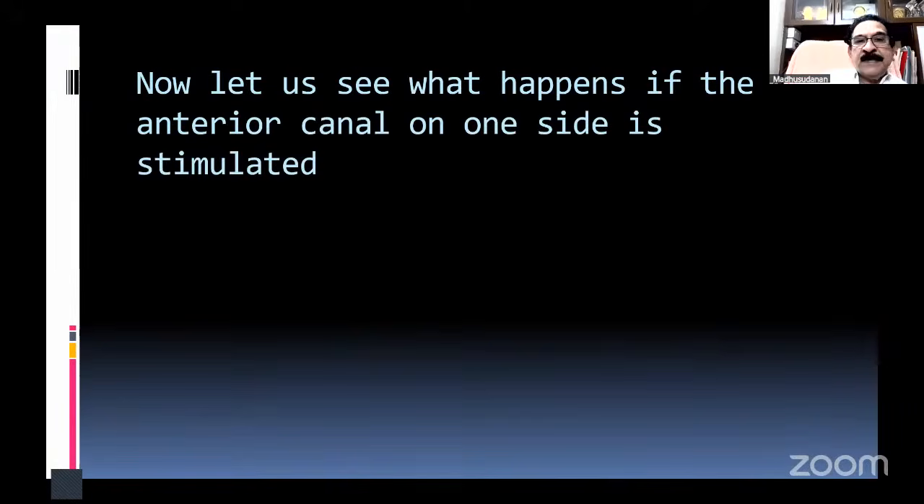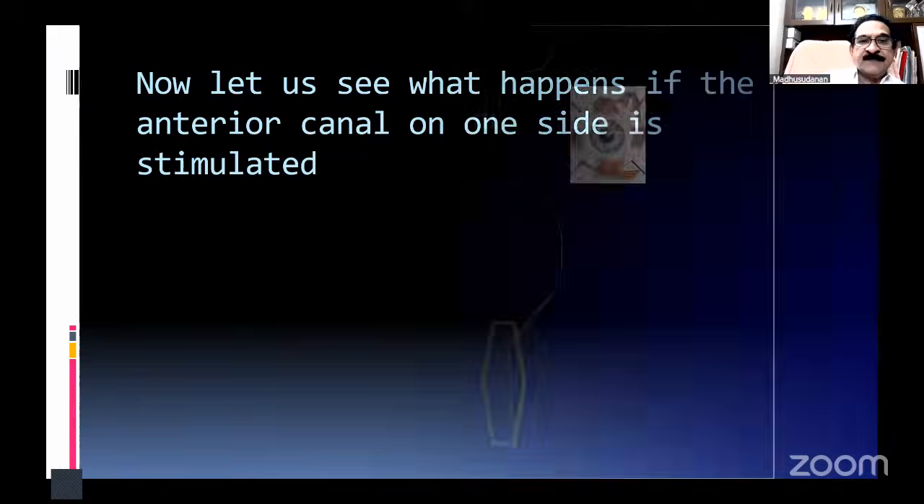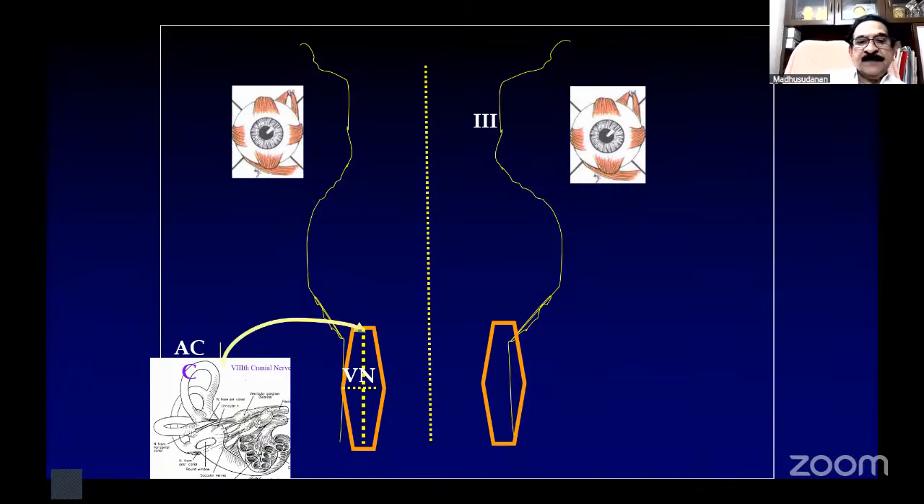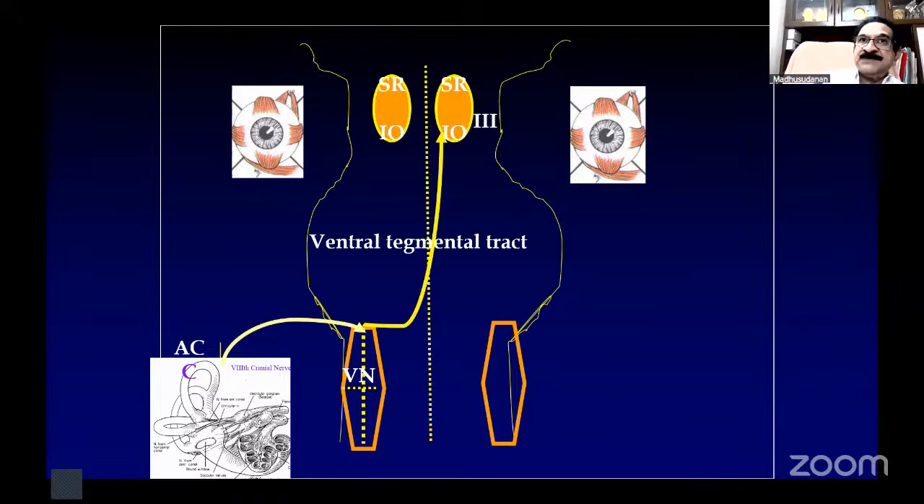Now let us see what happens if the anterior canal on the downside is stimulated. The anterior canal stimulates the superior vestibular nucleus through the ventral tegmental tract and, as told before, connects to the upward moving ocular muscles. The upward moving muscles are the superior rectus and the inferior oblique. The superior rectus recrosses and ultimately supplies the same side as the stimulated canal, and the inferior oblique does not cross, so it supplies the same side.